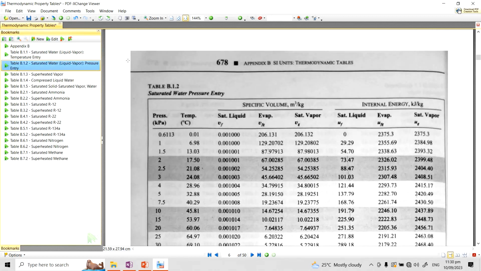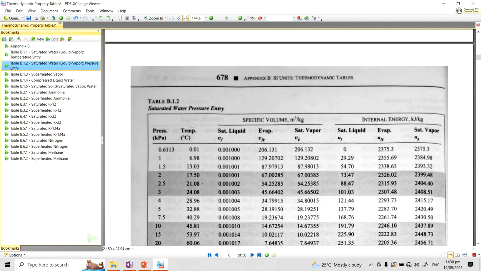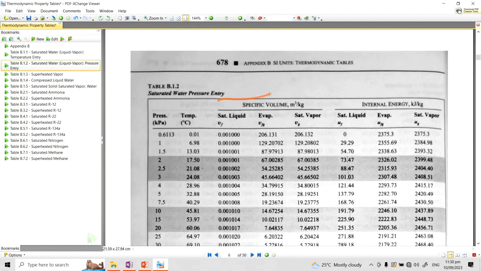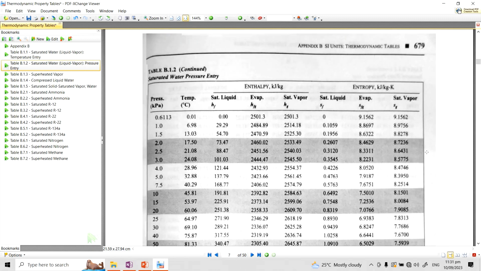Okay, so next one is the table B.1.2. As I've said, it's entirely the same except for the data entry. So instead of having a temperature in this first column, we have pressure in kPa instead. So here's the pressure column, this is the pressure entry, and the properties here are the same. We have specific volume, internal energy, and in the next page it's still the same, but the properties are enthalpy and entropy.